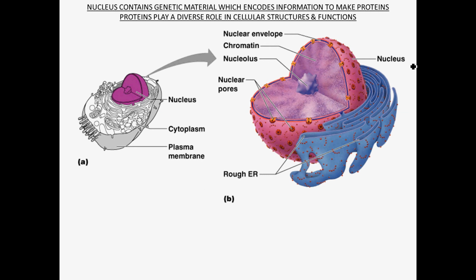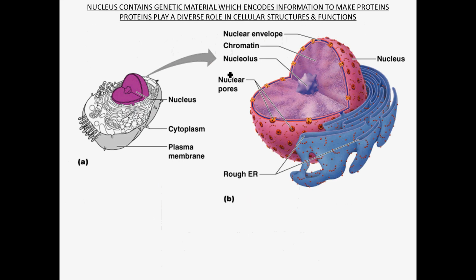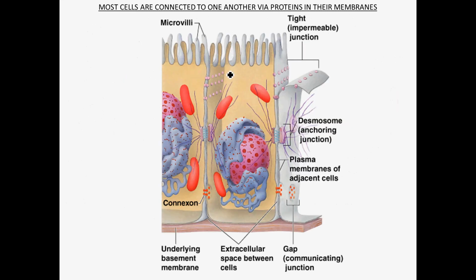Again, I talked briefly before about the nucleus, the genetic material, encoding information to make the proteins. Proteins play a diverse role in cellular structure and function. Okay, so I think I said enough there about that nucleus. I want to go to this slide and just show you that most cells in the body are not sort of free floating, right? They're connected to one another.